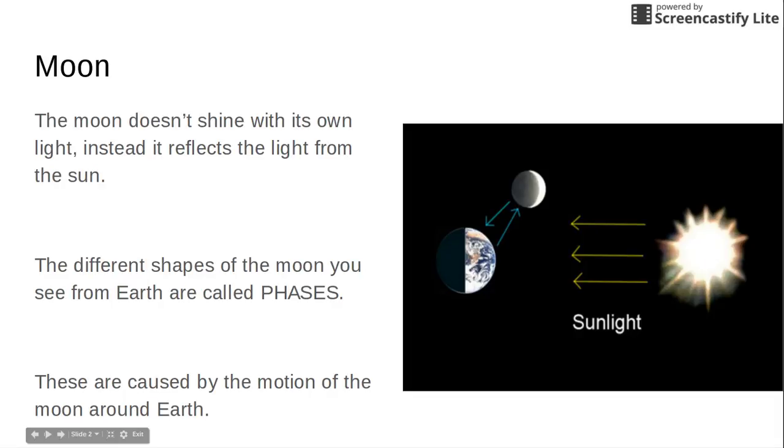The moon doesn't shine its own light. Instead, it reflects light from the sun. And the different shapes of the moon you see from Earth are what we call phases of the moon. These are caused by the motion of the moon revolving around the Earth. So you have the sun reflecting light in, and whatever is able to hit the moon then reflects, and that is the light that we see on Earth.